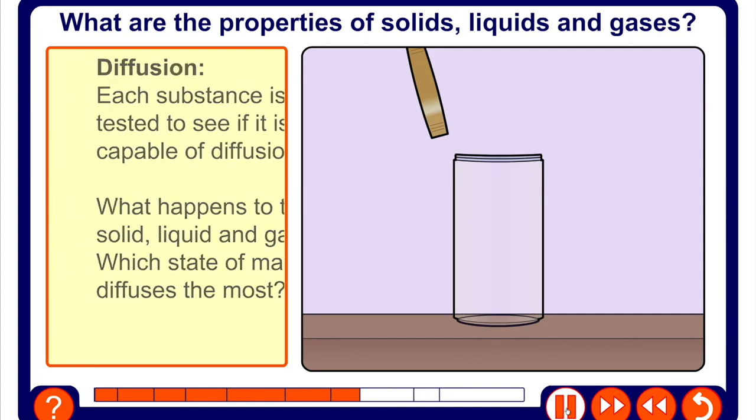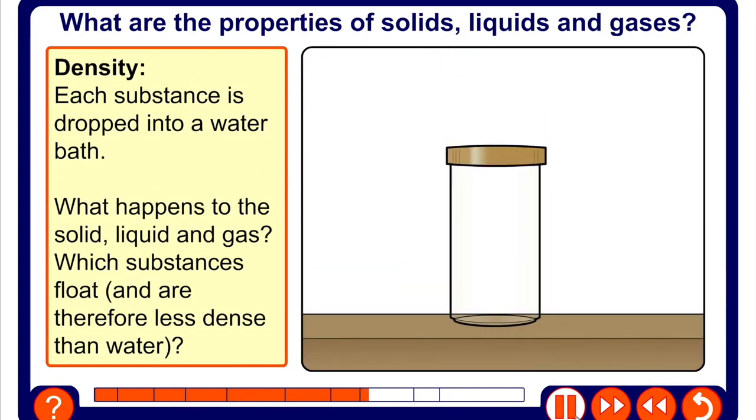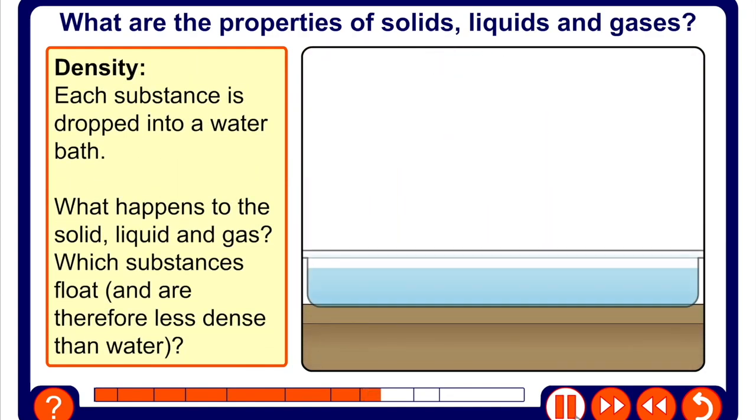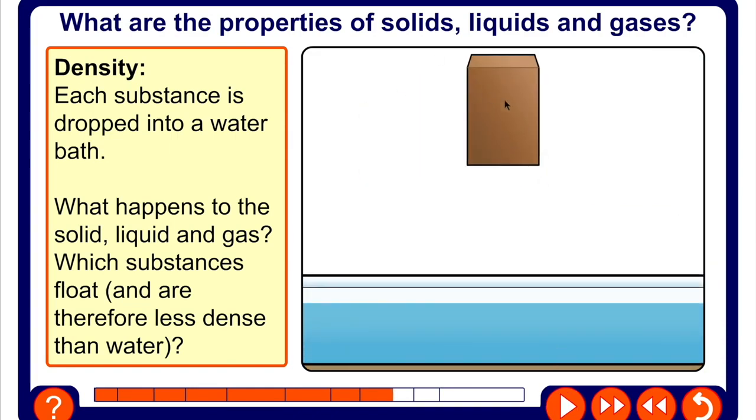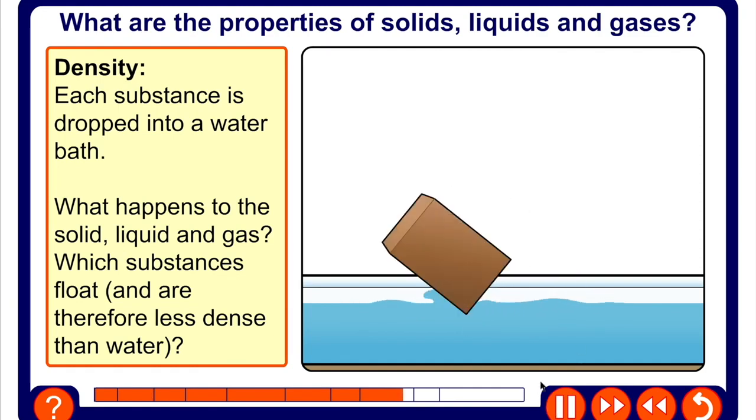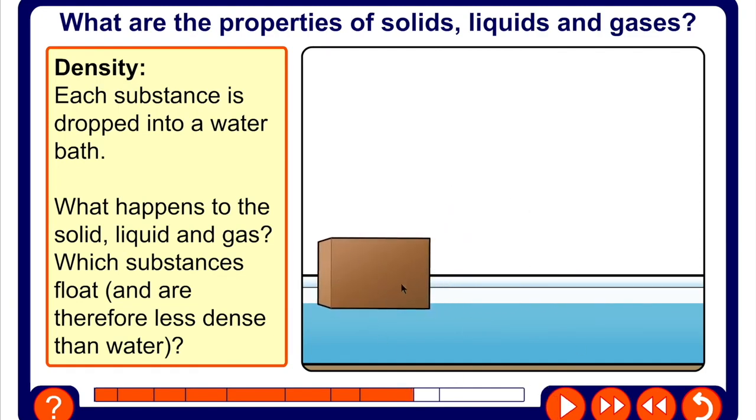In terms of density, density is how many particles you have per volume. Since solid particles are very well attracted and very closely packed, they're going to be denser than the other two states. So solids are usually denser than liquids and gases.